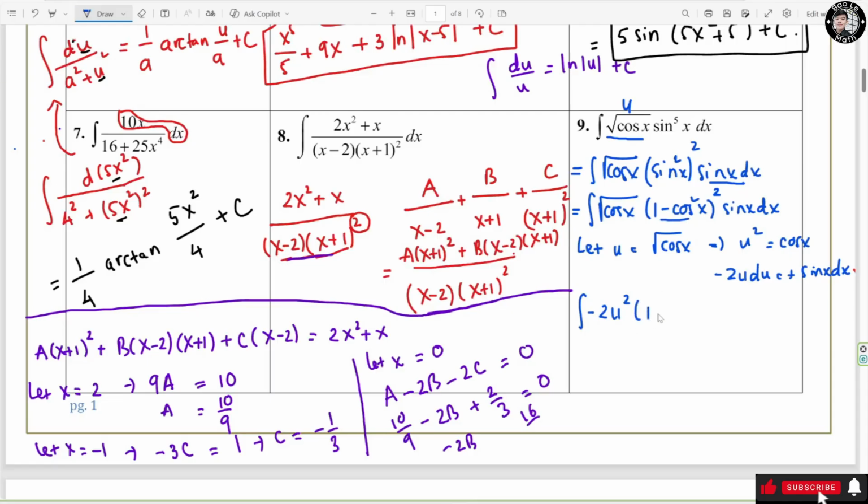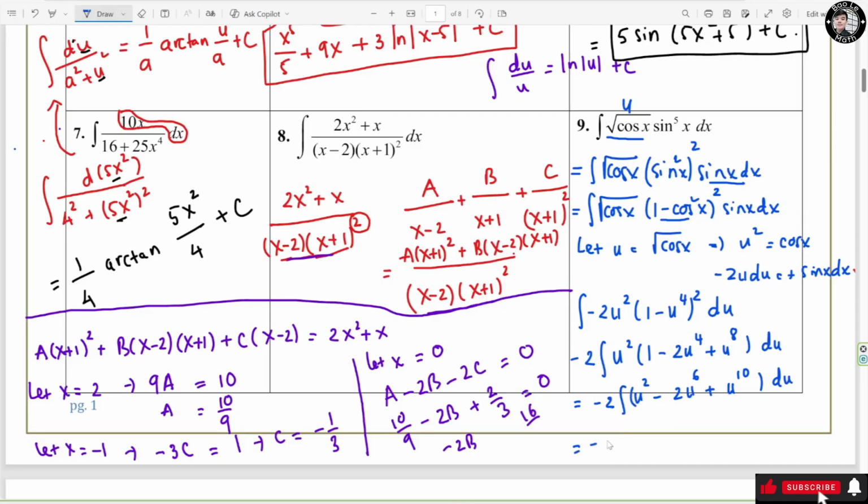It's going to be 1 minus, since u squared equals cosine s, cosine squared is u to the 4, and then squared, du. So I'm going to expand this one. I bring negative 2 to the front, so negative 2 times the antiderivative of u squared times, using the perfect square formula, 1 minus 2u to the 4 plus u to the 8 du. Now I distribute, so it could be negative 2 times the antiderivative of u squared minus 2u to the 6 plus u to the 10 du.